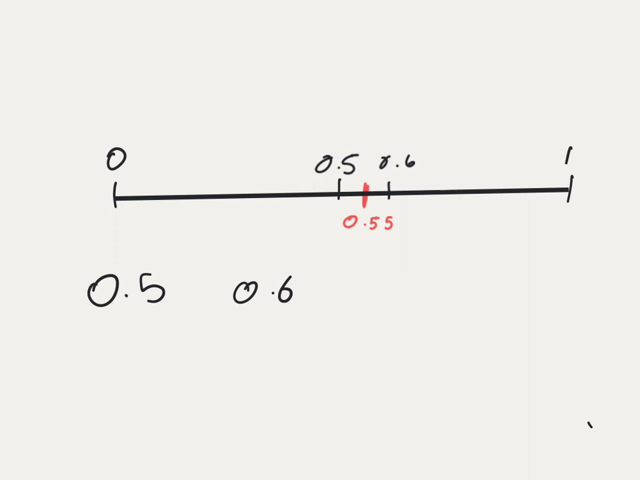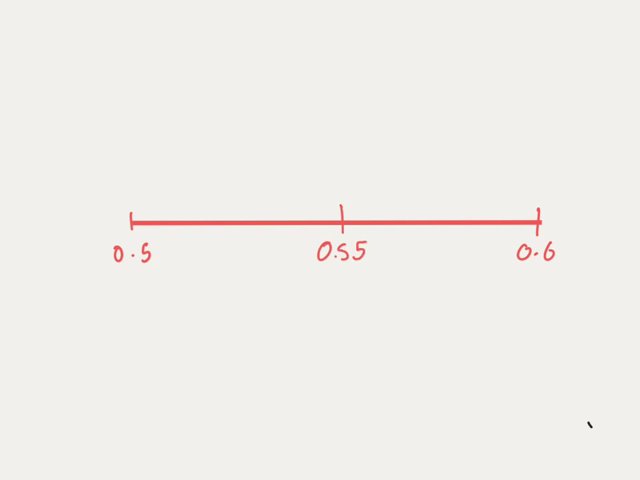If I look even closer, so let's imagine a number line with 0.5 there, 0.6 there. What would be in the middle of that? 0.55. So it's 5 tenths and 5 hundredths. Okay.